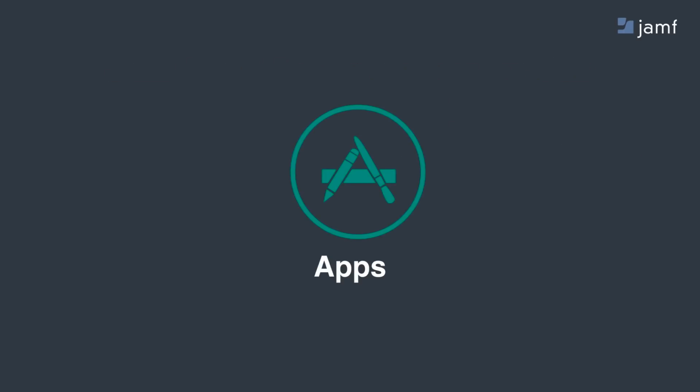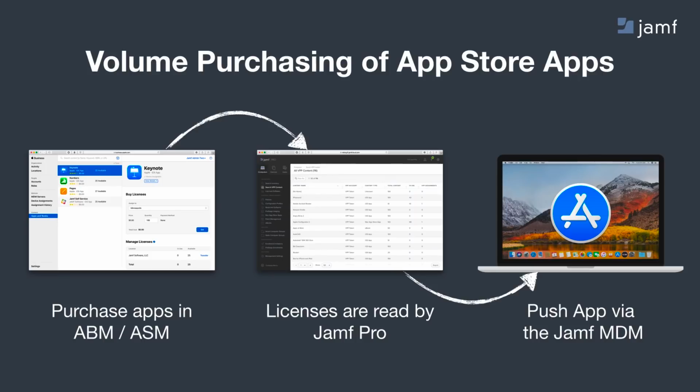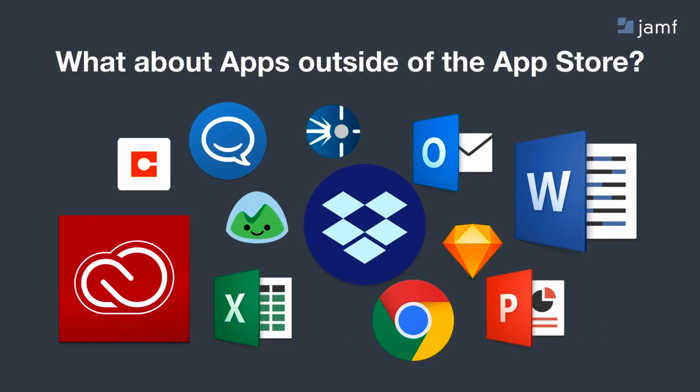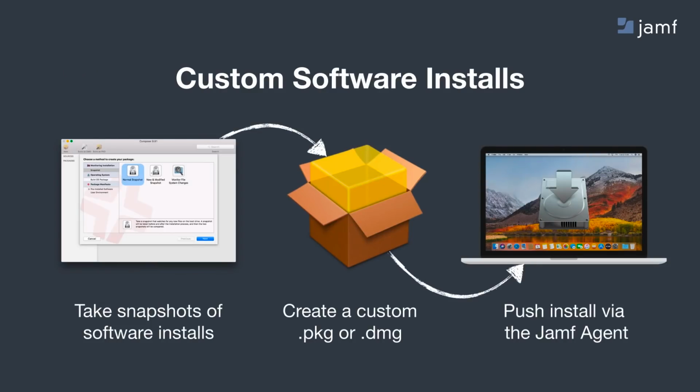We can deploy apps to our devices as well, whether those apps are using the volume purchasing portion of App Store apps, where you buy those things inside of Apple Business Manager or Apple School Manager, and those licenses are read by Jamf, and then they're pushed out to your devices. Again, those can be scoped. And if you're wondering, well, what about apps outside of the App Store? We also have the ability to do custom software installs, where you take a snapshot of an app and package it up and then deploy it out. Again, all of this stuff can be scoped using JumpCloud.